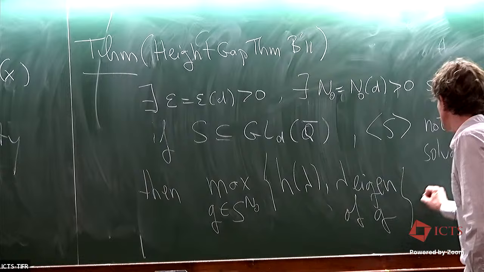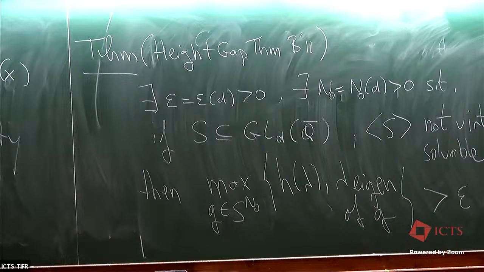Namely, if the group you generate is not virtually solvable, then you will be able to find a short word in S with an eigenvalue of height bigger than zero. Not just bigger than zero, but actually bounded away from zero by something uniform. In particular, you'll be able to find an element with an eigenvalue different from zero, and therefore a non-torsion element. So you'll be able to find an element of infinite order.